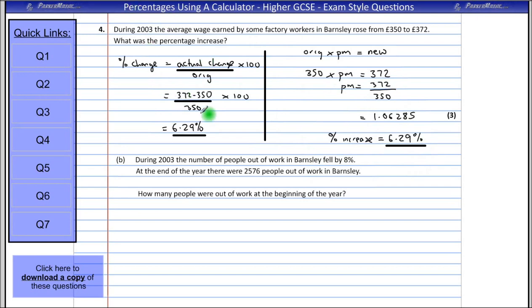So, like I say, you can use either of these methods to do it. It doesn't matter which. If you're good at remembering formulae, this is probably the best way. If you're not, and you can just remember the one formula and manipulate it a bit, this is the better way. In part B, during 2003, the number of people out of work in Barnsley fell by 8%.